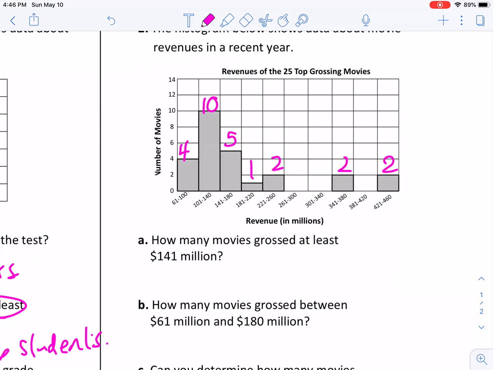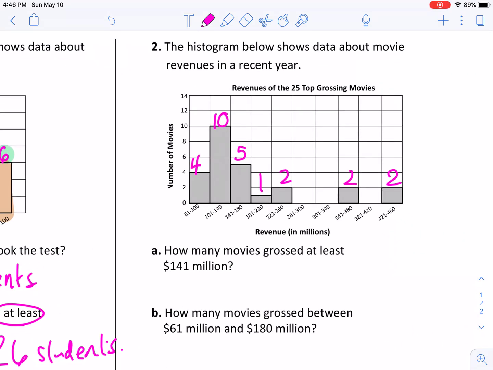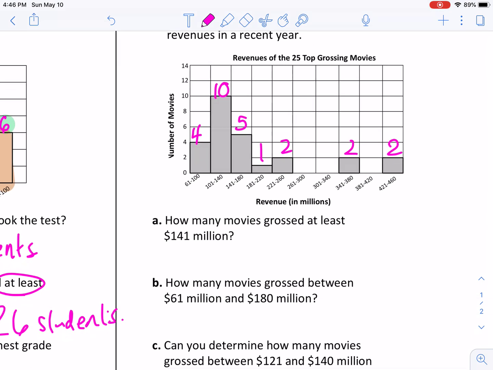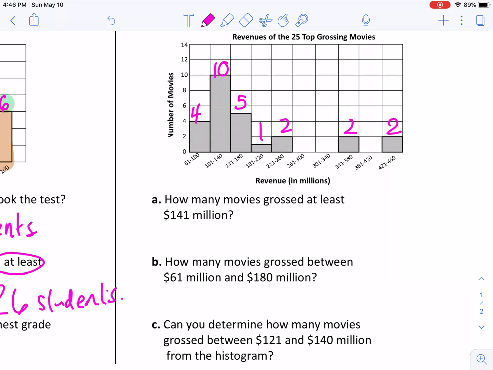All right, now taking a look at 2, the histogram below shows data about movie revenues in a recent year. Once again, I went through and I labeled what value each bar represents. All right, so how many movies grossed at least $141 million? So at least $141 million. I go to 141, which is right here. So the numbers I'm going to add are all of these. So 5, 6, 7, 8, 9, 10, 11, 12 movies.